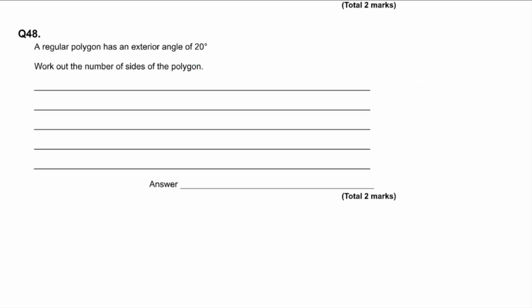Right, question 48. A regular polygon has an exterior angle of 20. Work out the number of sides of the polygon. Okay, well we've just been using this twice then. Exterior angle is equal to 360 divided by n. So if the exterior angle is 20, then I've got 20 equals 360 divided by n. Now if I cross multiply my 20 and my n, or another way of thinking about it is multiplying both sides by n and dividing both sides by 20, I'm going to get n is equal to 360 divided by 20. So what's that? 36 divided by 2, that's 18. It's going to have 18 sides.